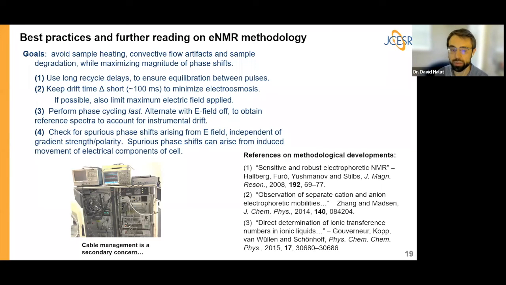So I think at this point, I'm happy to pause for questions if there are any before I launch to the final part where I show how we can actually apply this to a real electrolyte system.